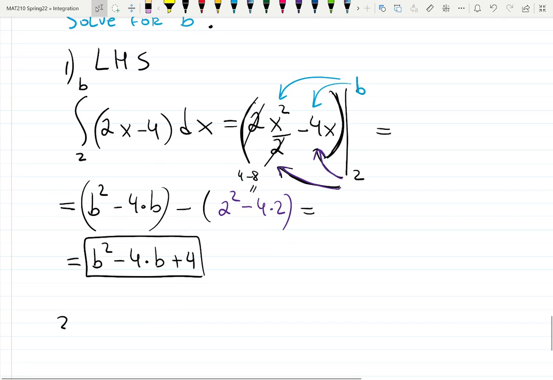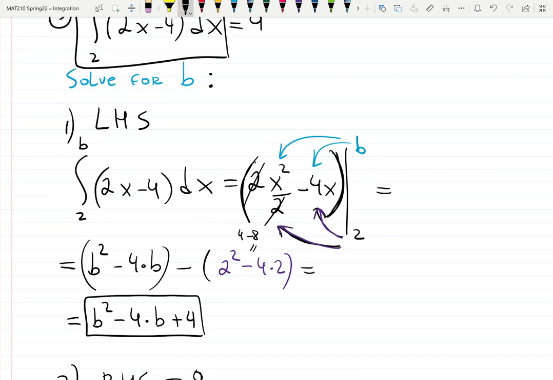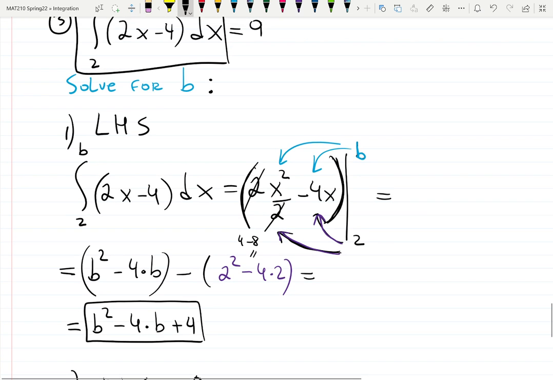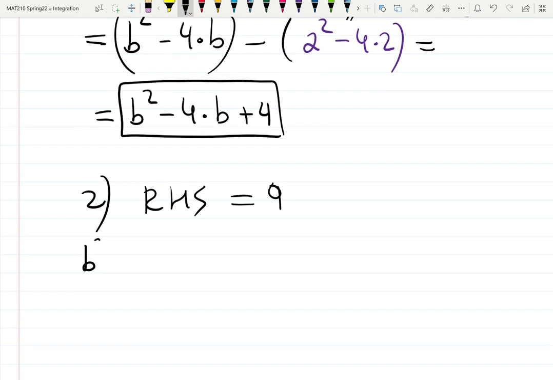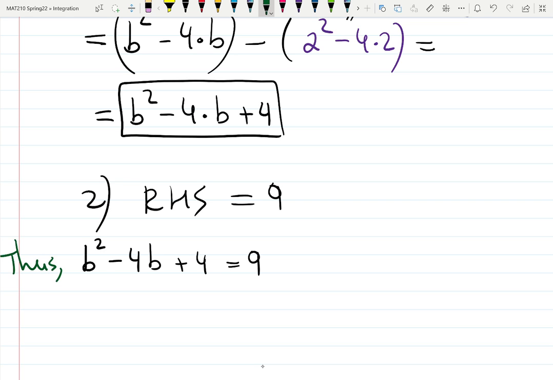Step 2, the right-hand side is given, and it is 9. They told me this gives you 9. So now I can use that and solve for b using the quadratic equation formula. Plus 4 equals 9. So thus, therefore, summary, you know, all those words from the GRE exam. International students know. Thus, b squared minus 4b minus 5 equals 0.